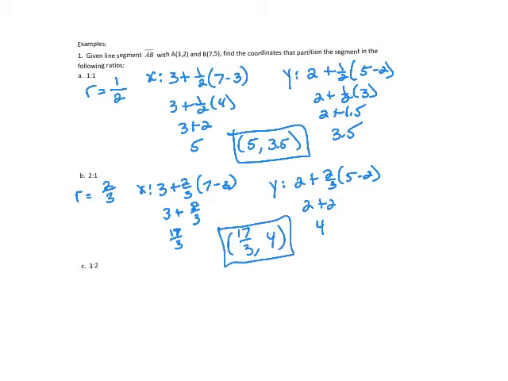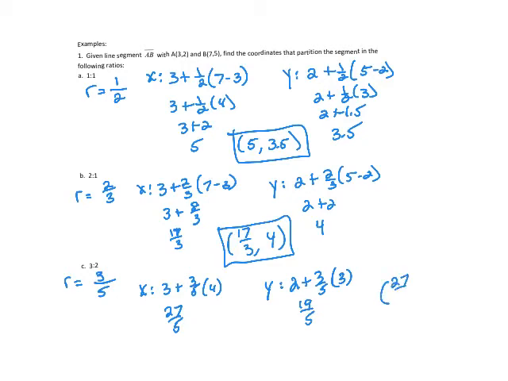Same thing for the third example. The only thing that changes is the scale factor. So the first number is 3, the sum is 5. For my x value, it's going to be 3 plus 3/5 times that 4, and you end up with 27 over 5. For my y value, it's still 2 plus 3/5 times 3, and you end up with 19 over 5. So that answer is (27/5, 19/5).